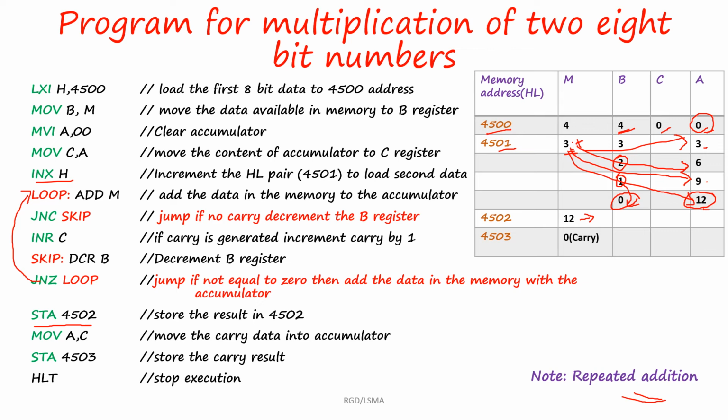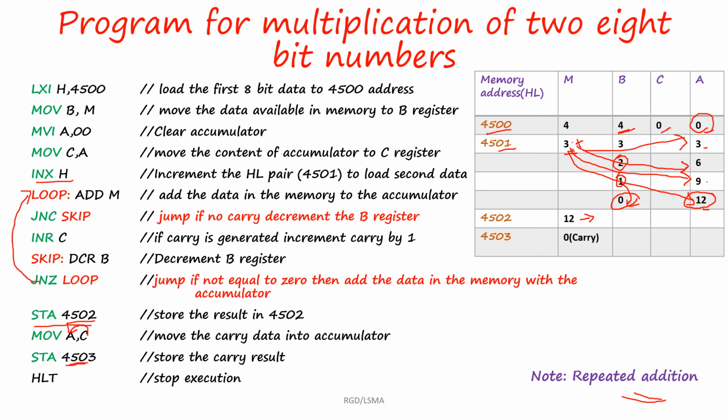And the carry, there is no carry generated, so whatever the data available in the carry flag, that will be moved to the accumulator. So 4 into 3, if you multiply, you will get the value of 12, but there is no carry generated. So there is no carry, you can give the value as 0, right? So this 0 value will be moving to the accumulator, and the accumulated data will be stored in the address of 4503. So at the end, you can see the multiplication result in 4502, and the carry data you can see in 4503.